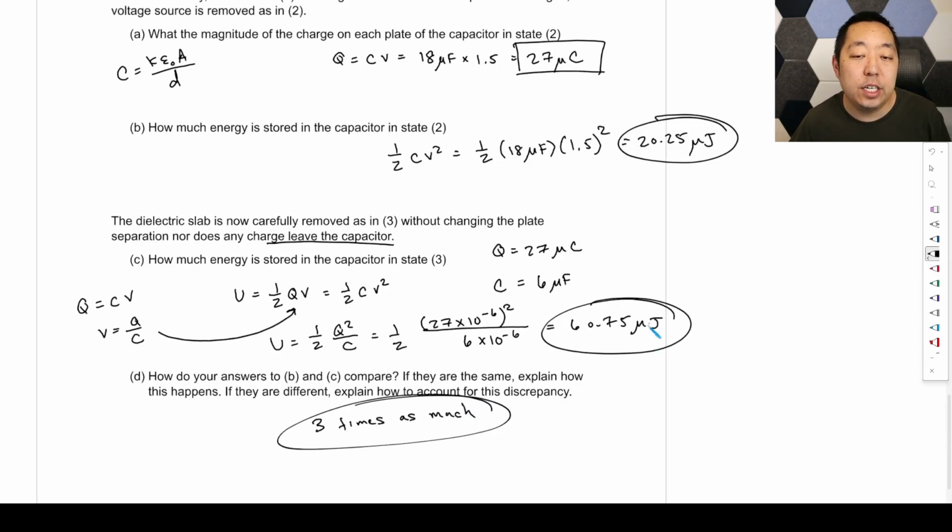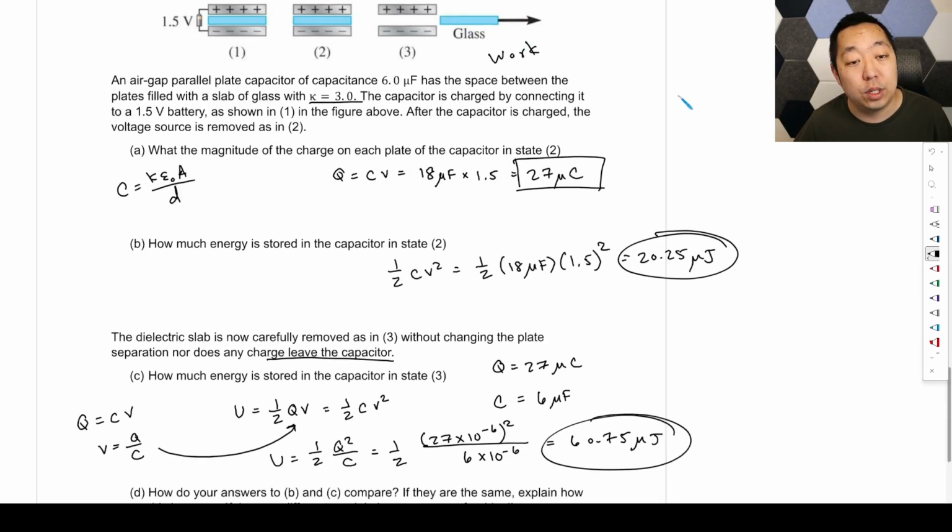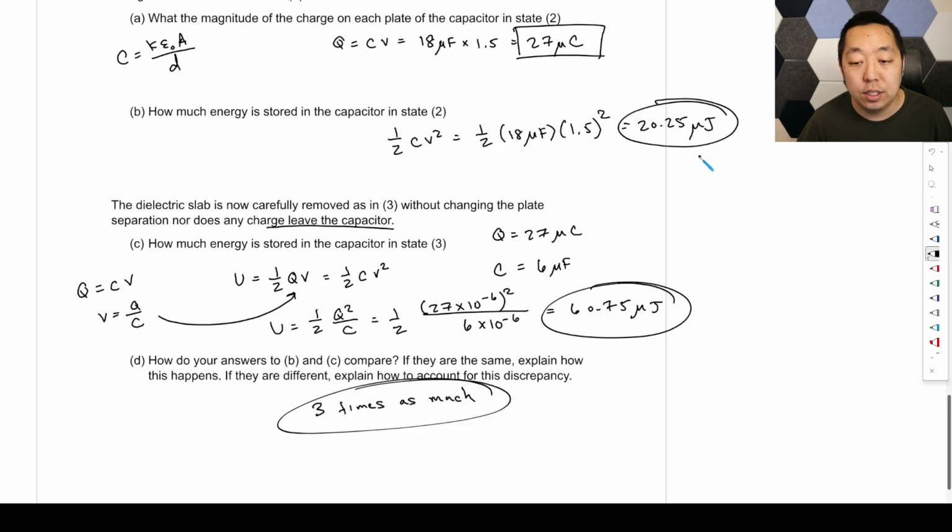Where did the energy come from? So we should think about it from the energy. Well, it turns out it takes some effort to pull this glass out. It takes work to move this glass out. We did positive work, because we gained energy. Remember, work is still the change in energy. So we gained energy, and it took work to pull the glass out.